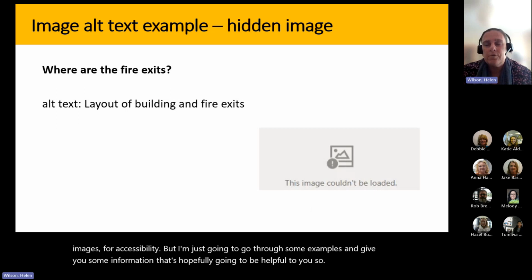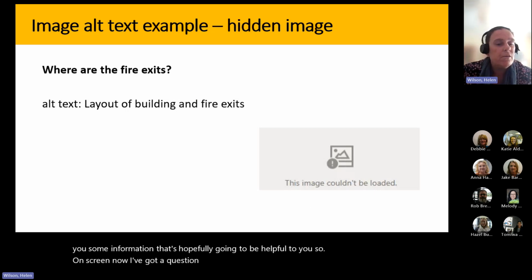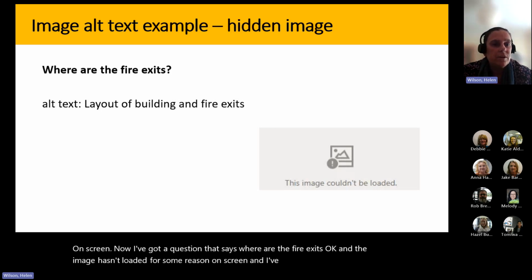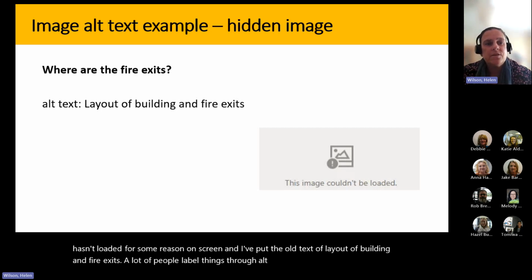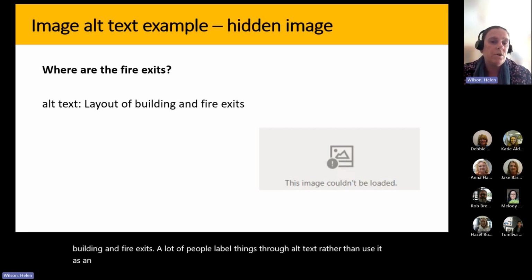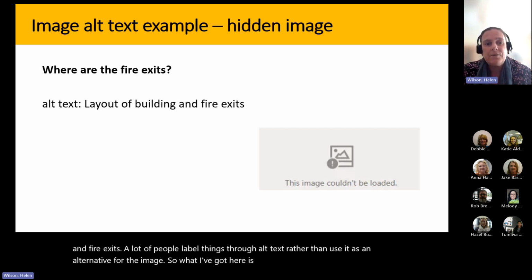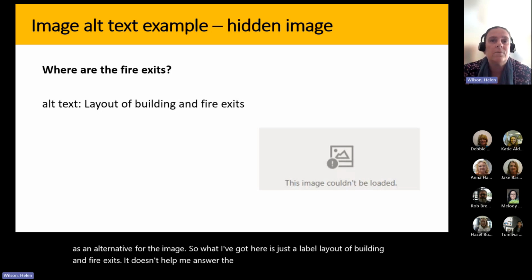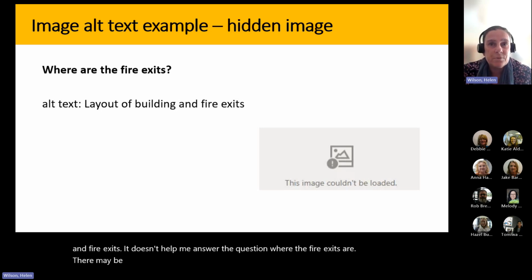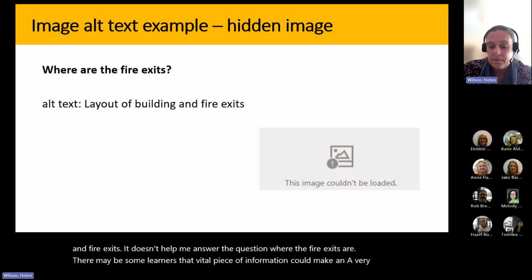So on screen now, I've got a question that says, where are the fire exits? The image hasn't loaded for some reason, and I've put the alt text of layout of building and fire exits. A lot of people label things through alt text rather than use it as an alternative for the image. So what I've got here is just a label, layout of building and fire exits. It doesn't help me answer the question where the fire exits are. For some learners, that vital piece of information could make a very significant difference to the circumstances.